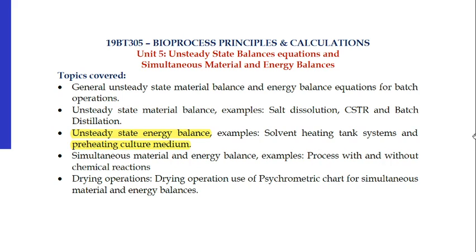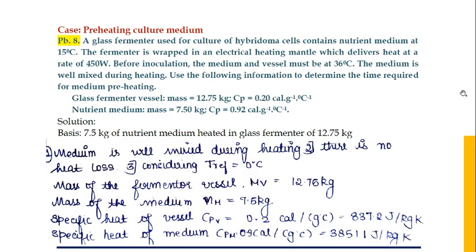Let's do it. Here is the numerical. You may pause the video, have a look at the numerical, then let's go ahead with the explanation. Okay, let me explain the problem for you. In this problem, we have a glass fermenter and this is used for culturing of hybridoma cells. So it has got nutrient medium.